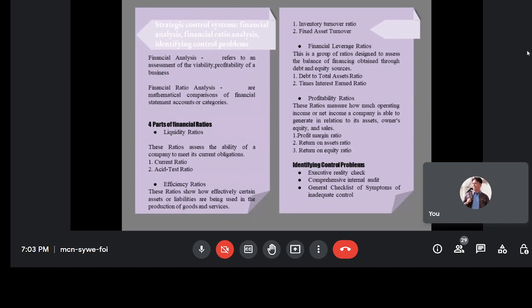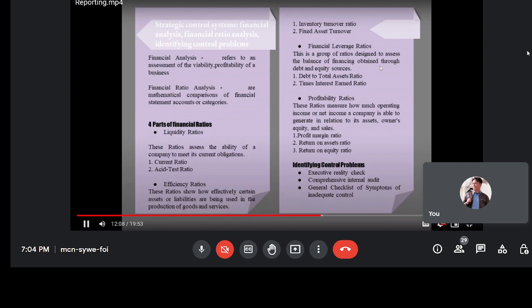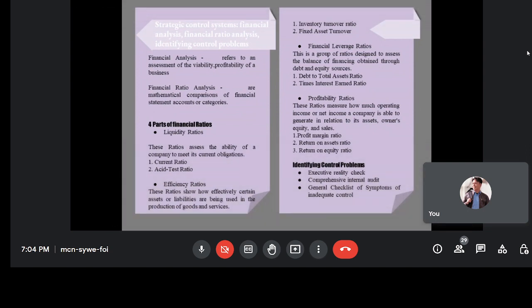Next is the financial leverage ratios. This is a group of ratios designed to assess the balance of financing obtained through debt and equity sources. Some of the more important leverage ratios are as follows. Debt to total asset ratio. This ratio shows how much of the firm's assets are financed by debt. For the formula, debt to total asset ratio equals total debt over total assets.